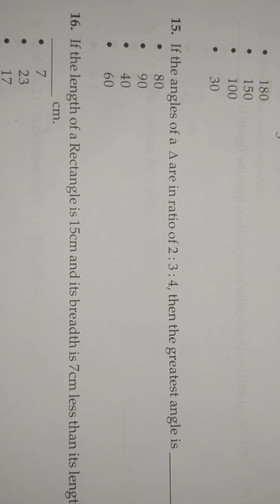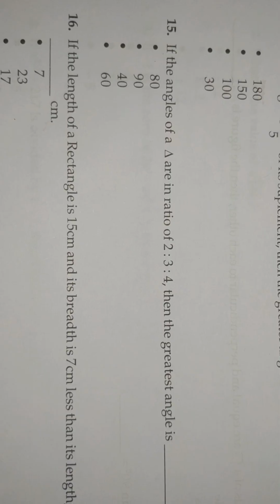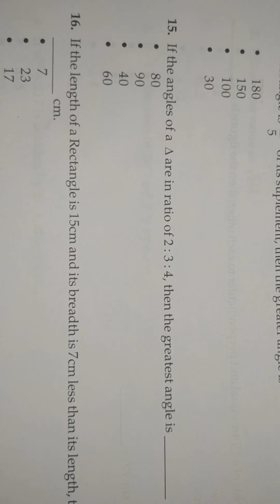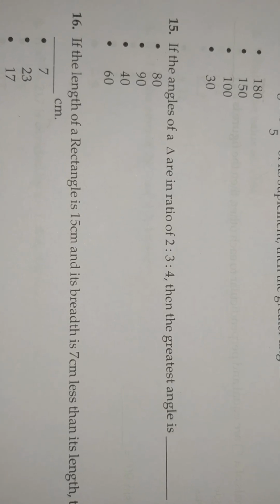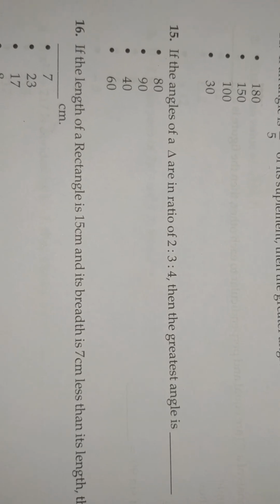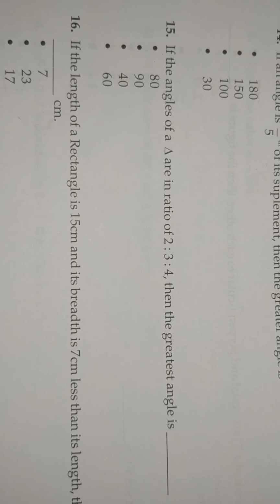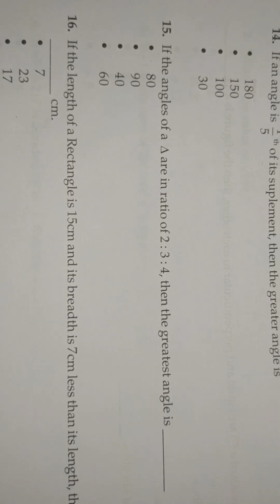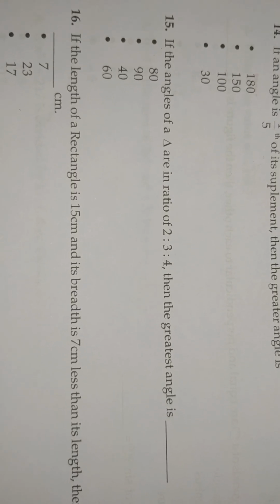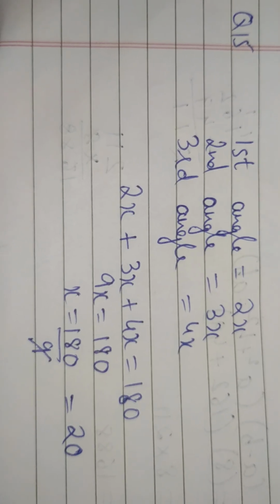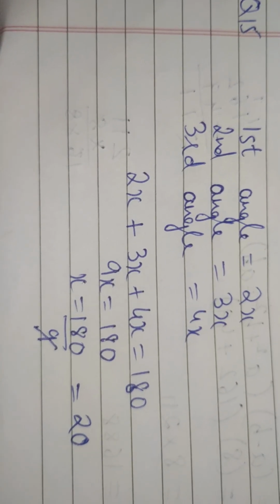4 is your greatest ratio, so the greatest angle will be 4. For this, I have to write what the angle sum property of a triangle is: angle 1 plus angle 2 plus angle 3 is equal to 180. So my first angle will be 2x, second angle will be 3x, and third angle will be 4x.